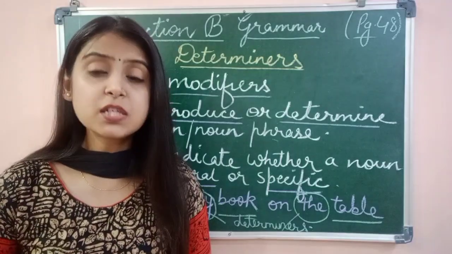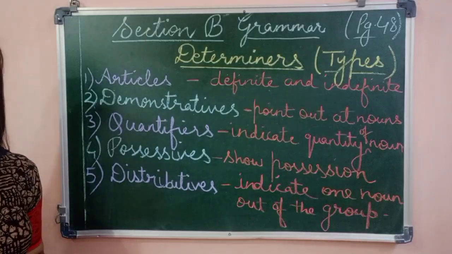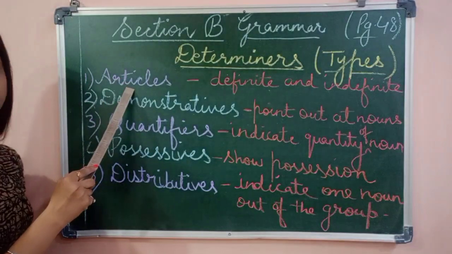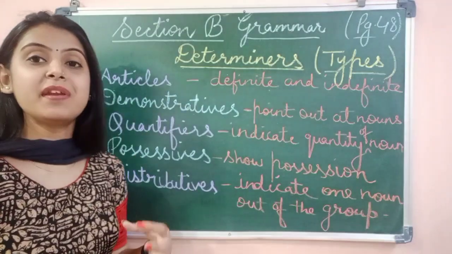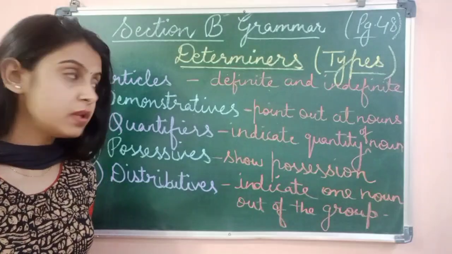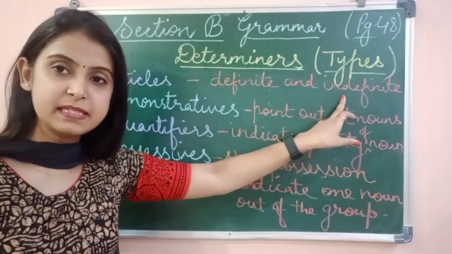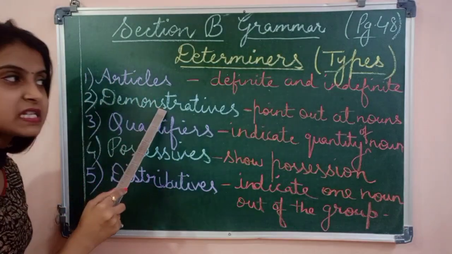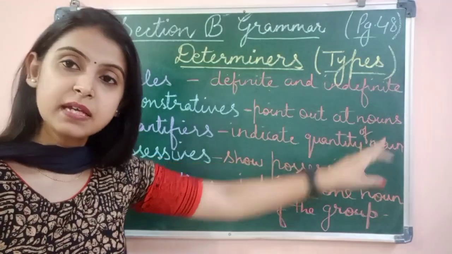Now moving ahead with types of determiners. Children, there are 5 types of determiners that you will study in this class. The first determiner is articles. Articles tell you whether a noun is specific or general. We will study 2 types of articles, definite articles and indefinite articles. Okay. Then second determiner is demonstratives. Demonstratives are used to point out at nouns.